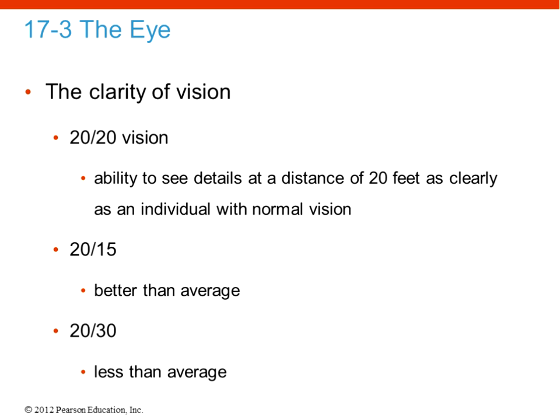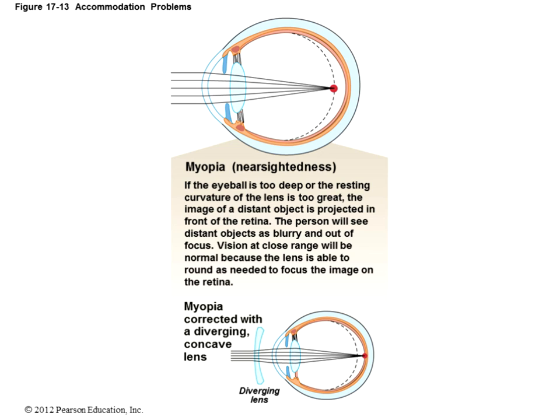If your vision is worse than someone with quote-unquote normal vision, then it can be 20/30, 20/40, 20/50, etc. This means that what you need to see at 20 feet, someone with really normal vision can see much further back and focus that image on the retina. So that's what that means.